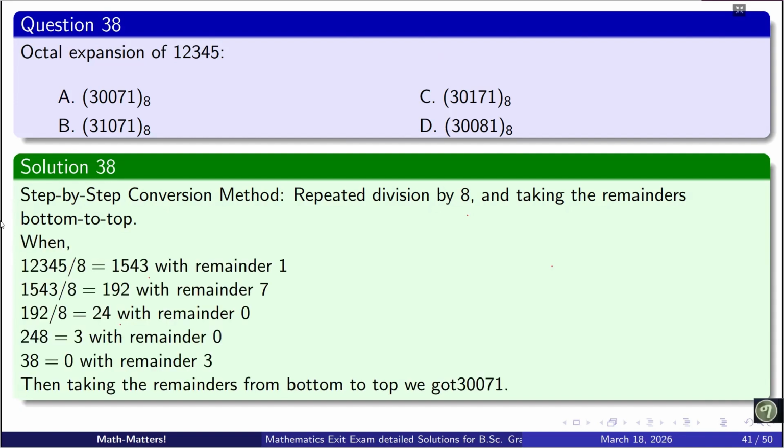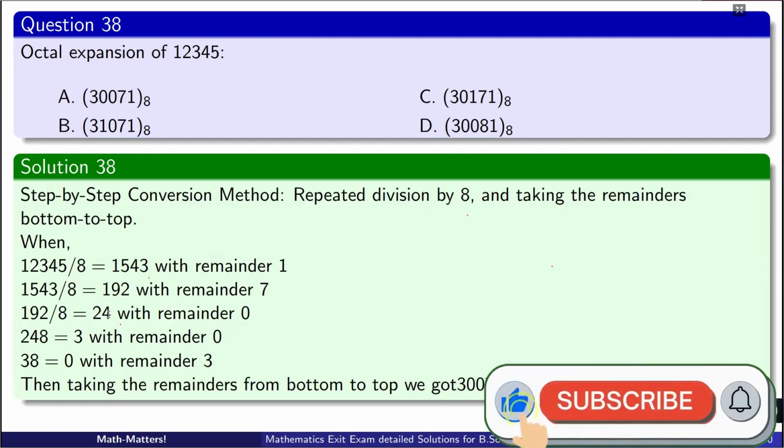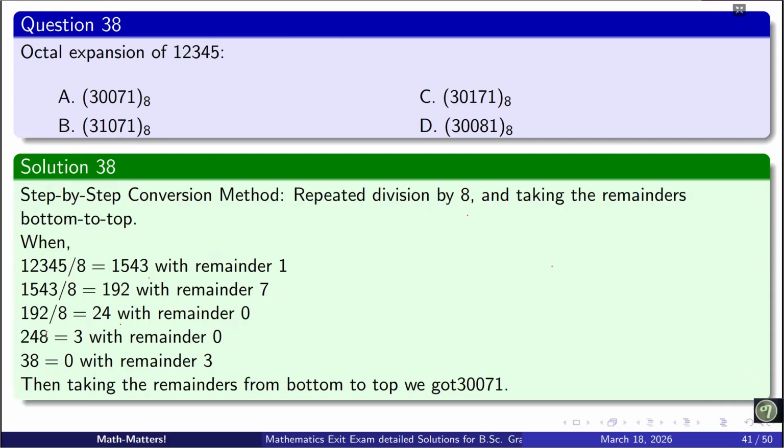When 12,345 is divided by 8, the quotient is 1,543 and the remainder is 1. Again, take the quotient and divide by 8: 192, and the remainder obtained here is 7. Then again take the quotient and divide it by 8. Then we have 24 with the remainder 0. Again, let us divide 24 by 8.